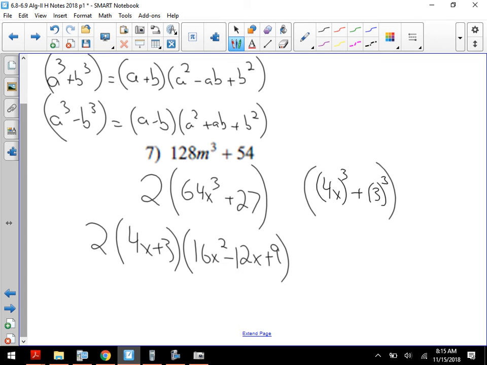Now, if this was an equals 0 problem, then you would find your zeros. One of them is really easy, negative 3/4. The other one you have to do quadratic formula, over 2a. Whenever you factor or solve for zeros for a sum or a difference of cubes, the trinomial that's created will never be factorable. Quadratic formula.